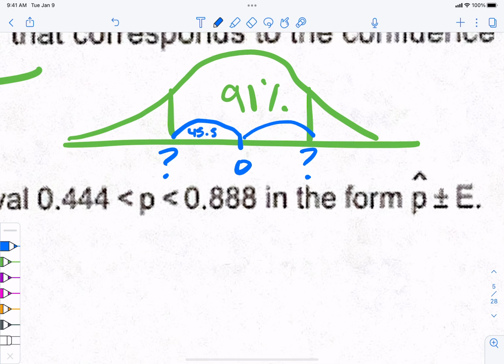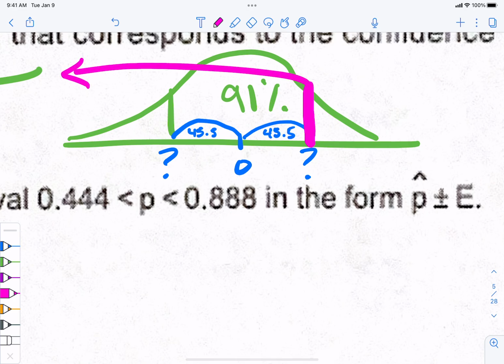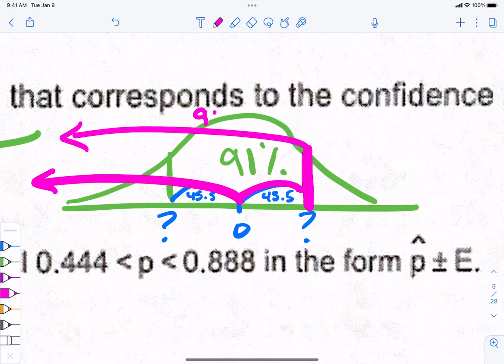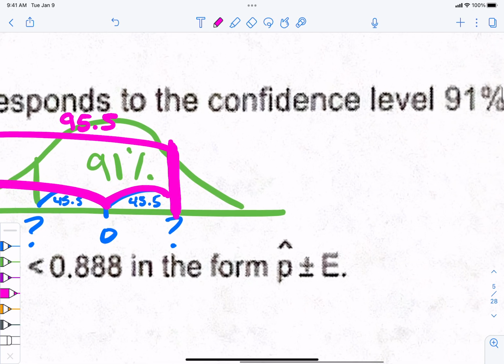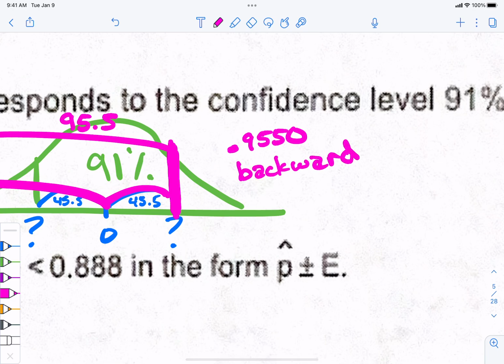45.5% and 45.5%. Okay, so let's pick one. Let's find the Z value for this. I'm looking at it backwards in the table. What percent is lower than that? It's not 91%. 50% plus another 45.5, so 95.5% is below this Z value, right? So what you're going to do in the table is look up 0.9550 backwards to find what the Z is.